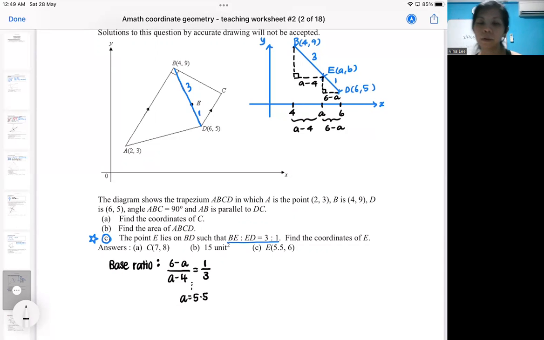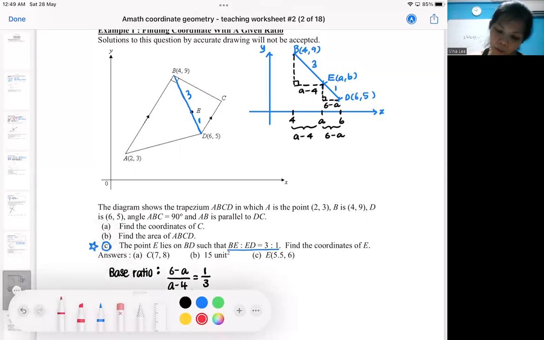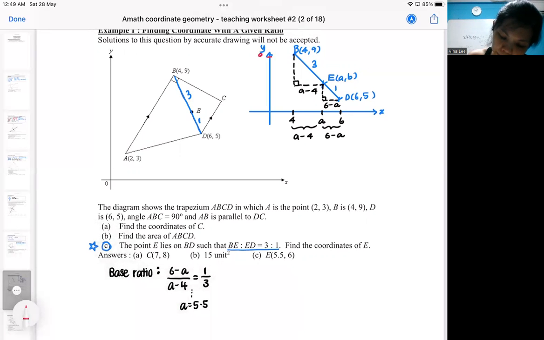So I make use of the x coordinate to get the base of the triangle. And the base of the triangle should follow the same ratio. So subsequently, I can follow the height ratio. So we make use of the y coordinate to get the y ratio, the height ratio.